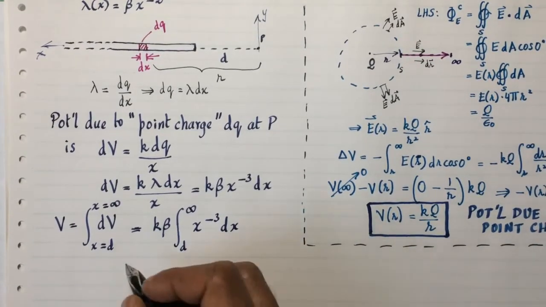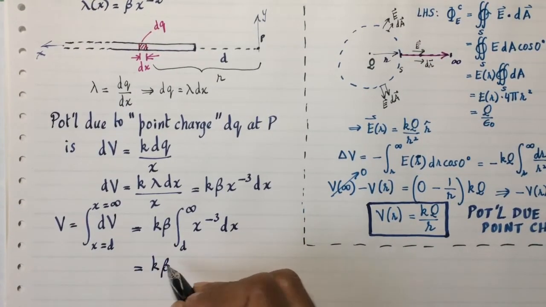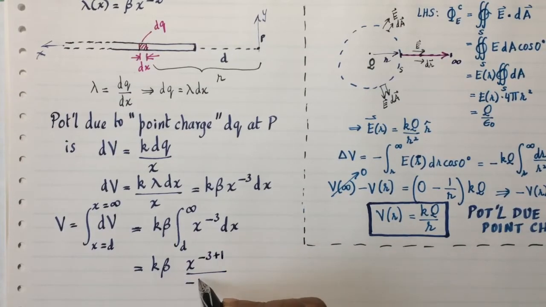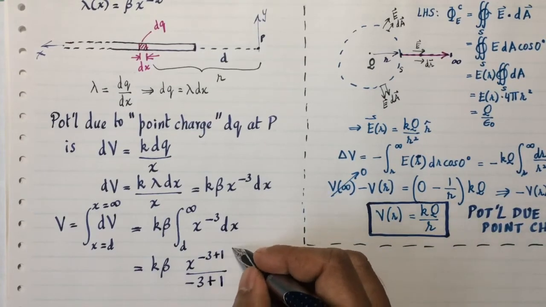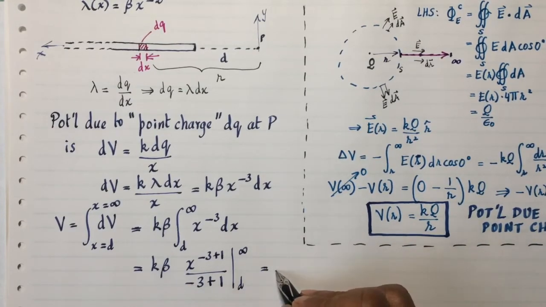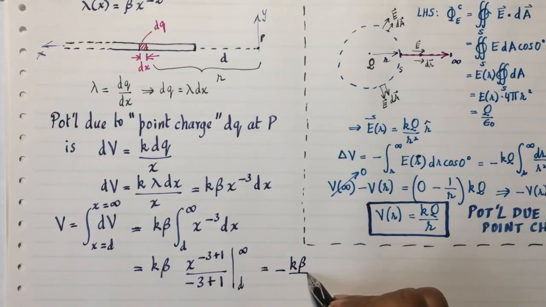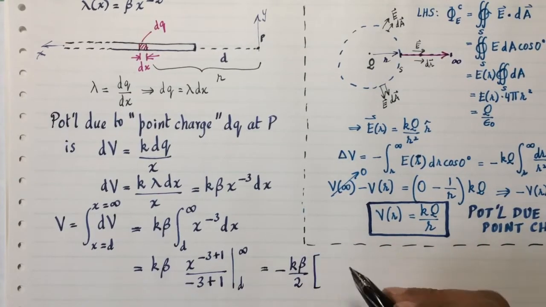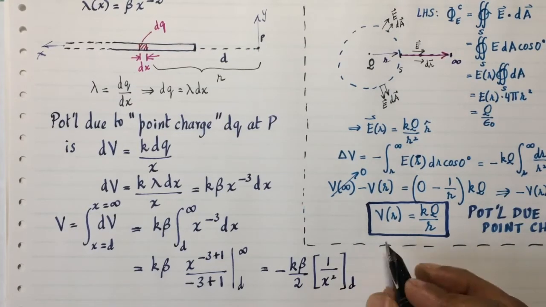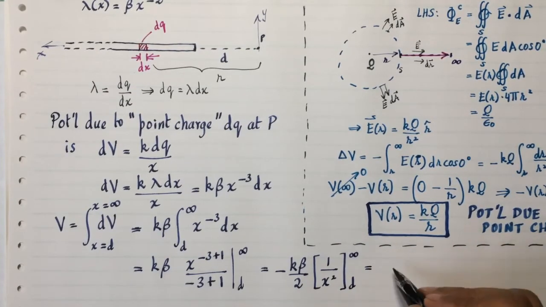Well, that's easily got by using the standard formula for integrating polynomials. So that's x to the minus 3 plus 1 divided by minus 3 plus 1, from d to infinity. Let's see what that would be. k beta, and this is negative 2, so I'll write this as negative k beta over 2. And here this is x to the minus 3 plus 1, which is x to the minus 2, which I'll write as 1 over x squared between the limits d and infinity. So let's evaluate this now. It's k beta divided by 2.